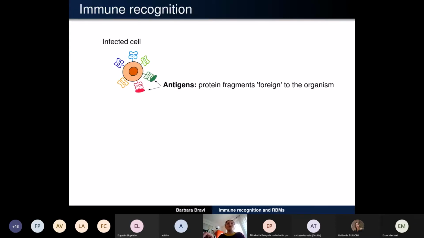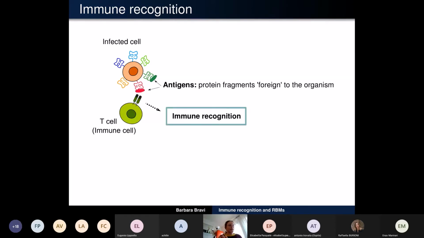So let me first introduce a bit this process of immune recognition. When the cell of an individual is infected by a virus, for example, this infected cell will start to display on its surface short protein portions that are called antigens and that carry the information that the agent causing the infection is foreign to the organism. Therefore, antigens can then be recognized by the host immune system. And in particular, here I will focus on the recognition by immune cells that are called killer T cells.